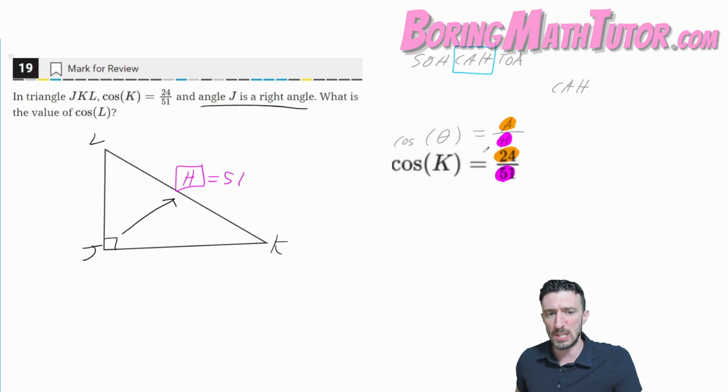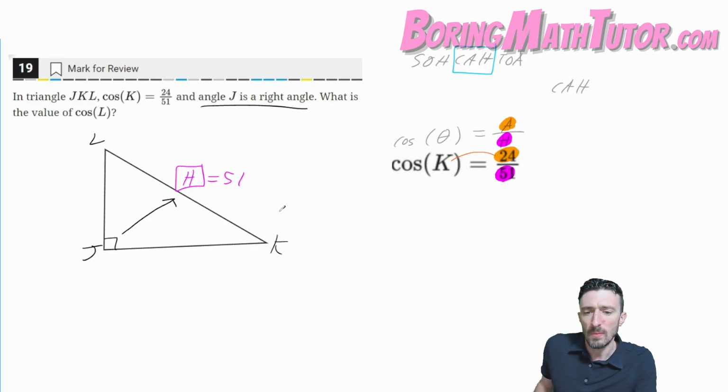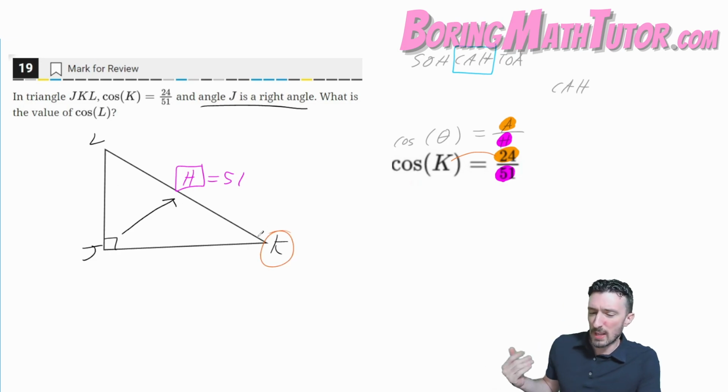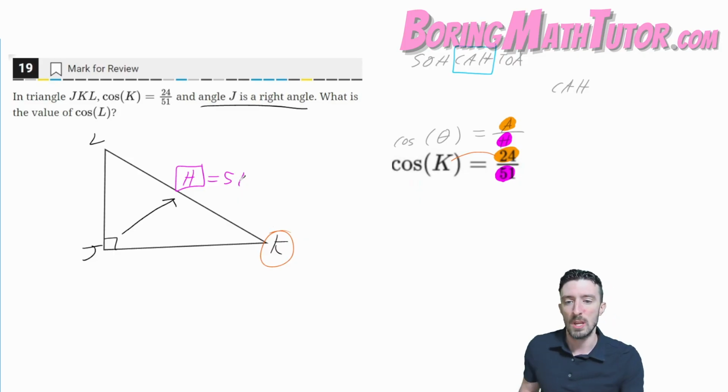But what about an adjacent? Well, what does that mean? It means adjacent to whatever angle you have. So in this case, we're talking about angle K. And what side is adjacent to that? Well, adjacent means next to.